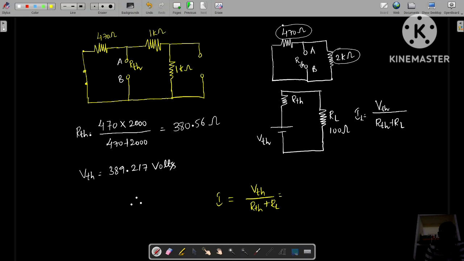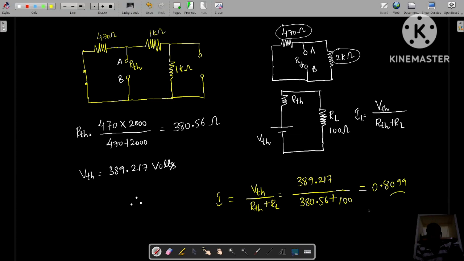So VTH by RTH plus RL. I am taking the same notation as I is given in the problem, I as load current. What is VTH? 389.217 volts divided by, what is the RTH value we got? 380.56 plus, what is RL? 100 ohms. Now let me evaluate this value: 389.217 divided by the sum. When you are doing the calculations, keeping the brackets is very important, as you have studied the BODMAS rule in your schools, we need to apply it to obtain the exact results. So what I got here is 0.8099. Now when you write it only up to 2 digits, I can write it as 0.80 amperes.